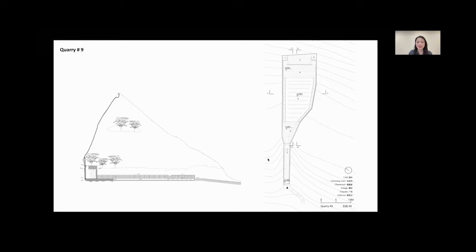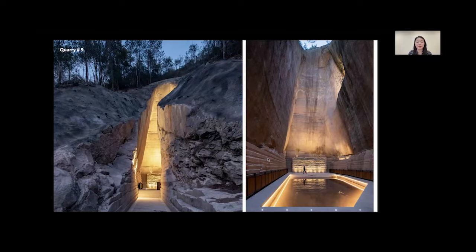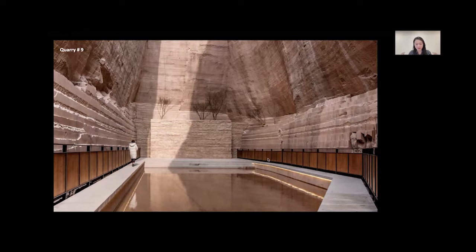Quarry number 9 is right next to quarry number 10. It's the second of the cluster. And it was once used by local villagers as a fish pond. So we consider this as a very local initiative on adaptive reuse. And our design would like to preserve this part of the memory with a thin layer of water to create this walkway around the quarry.